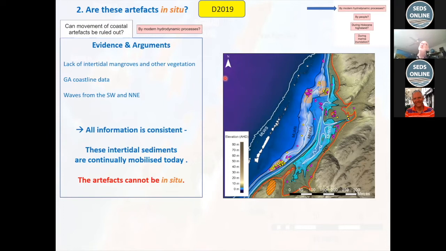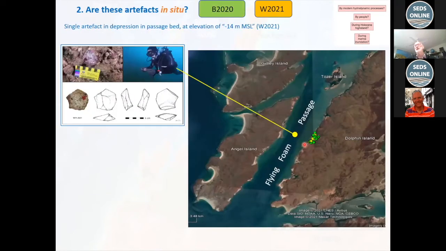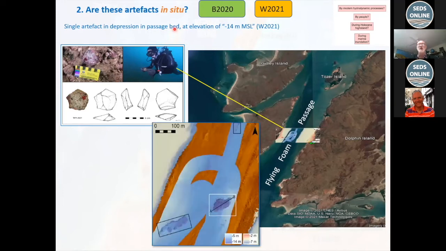Let's move just slightly offshore, down the steep sides of this passage into 14 metres of water where this single artefact was found. And it was found in a depression in the passage bed. I'll just show you some of those depressions now. That was some multi-beam data and side scan sonar data that was collected. I'll amplify it a little bit for you. Here's a couple of the depressions, another one here where the artifact was, another one here.